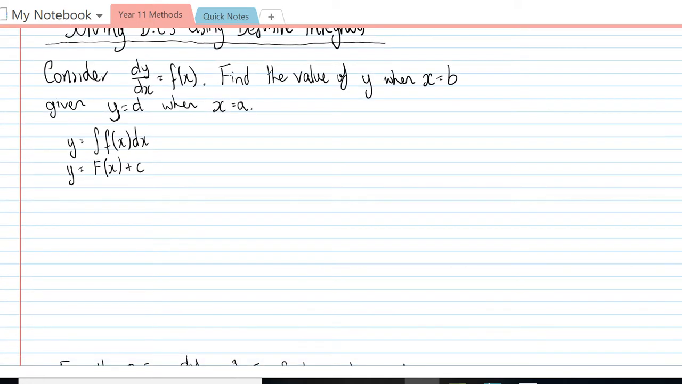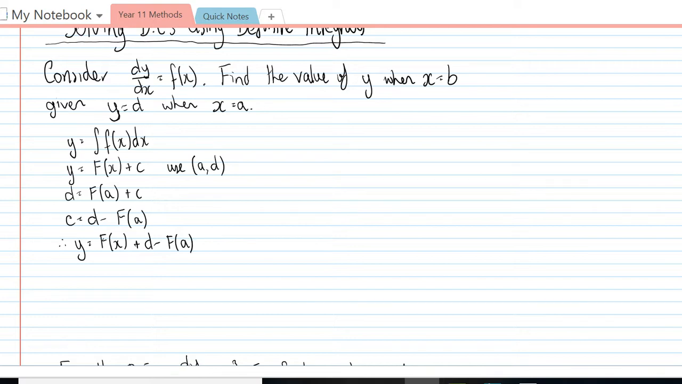Now from there, we know that when x equals a, y equals d, so I'm just going to use the coordinates a and d. And so that means d equals F of a plus c. Usually we would want to find out what c is, so we can sub it back into the equation. So c equals d minus F of a. Let's just fix that up. And so I can sub that in now and say therefore y is equal to capital F of x plus d minus F of a.